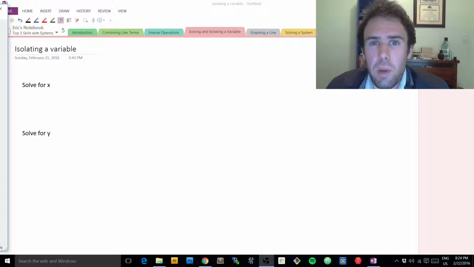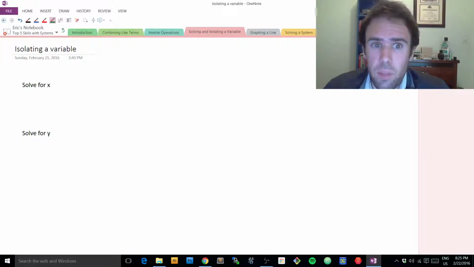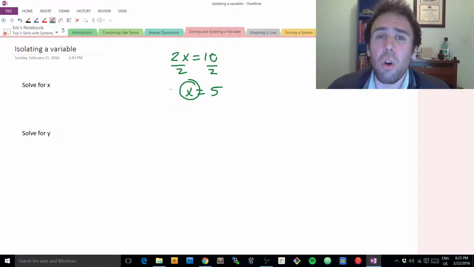So let's talk about what it means to isolate a variable. It's the same thing as solving for a variable, because if you think about the problems that we've done, if you say something like 2x equals 10 and you divide both sides by 2, you get x equals 5. Lo and behold, the x has become isolated. The x is all alone by itself on one side of the equal sign. And since it is isolated, we can say precisely how much it is.